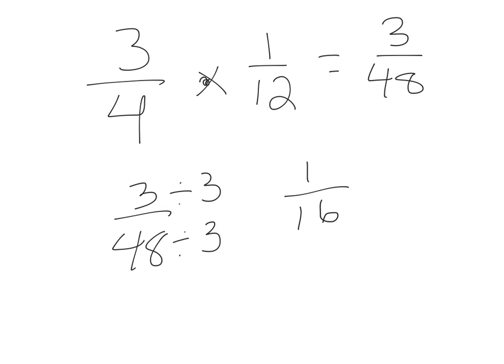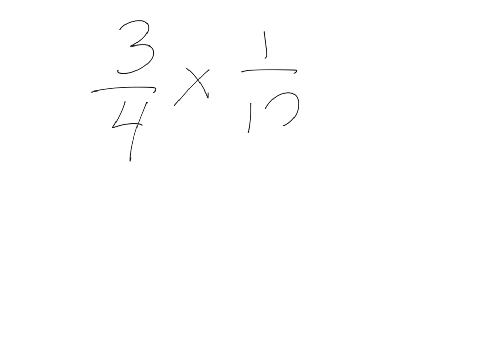I've also showed the kids a shortcut to this problem without having to simplify in the end. So let me rewrite this. We know our answer is 1/16. Rewrite this again. The problem was 3/4 times 1/12. I've told them if a numerator and a denominator share a common factor, then you can go ahead and simplify before you start. It doesn't have to be one on top of the other. It can be one in this fraction and one in 1/12.